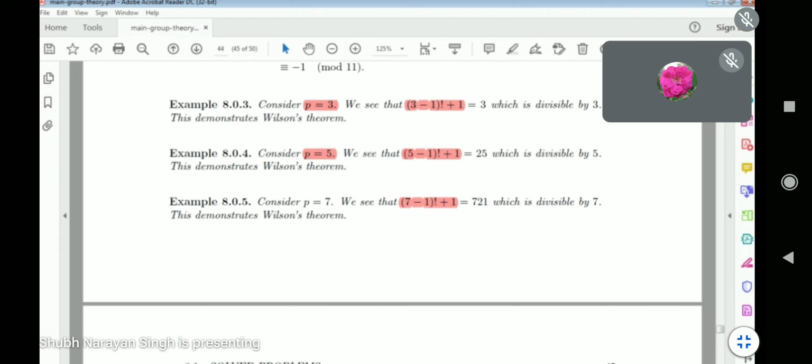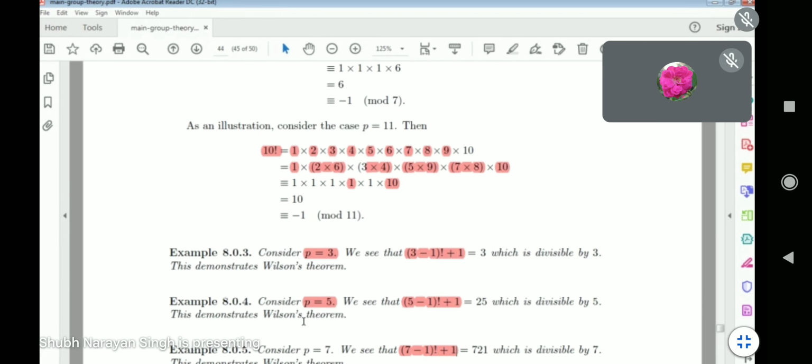So Wilson theorem says that when p is a prime number, then p always divides the term p minus 1 factorial plus 1. In congruence terms, we can write that p minus 1 factorial is congruent to minus 1 modulo p. And this is one interesting method to find a remainder when a factorial term is divided by some prime number.